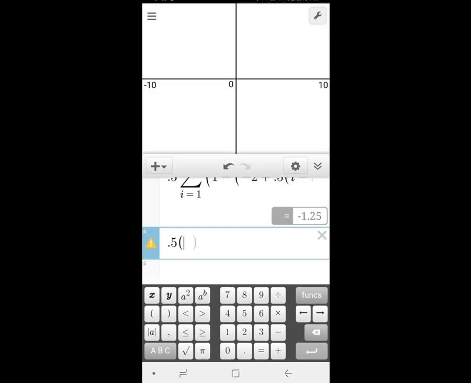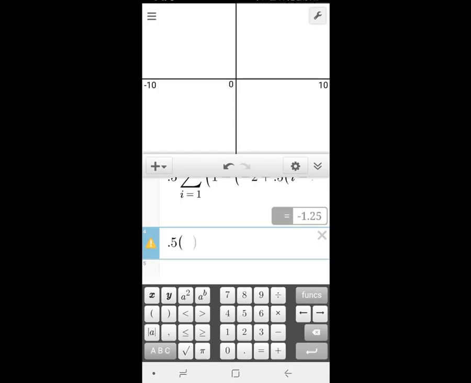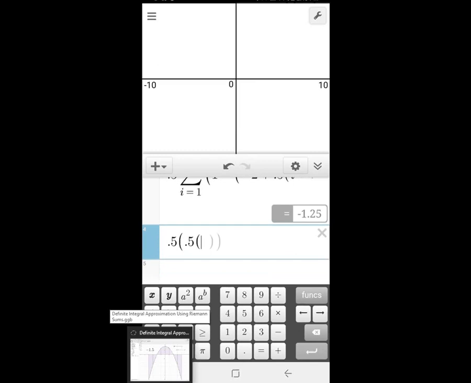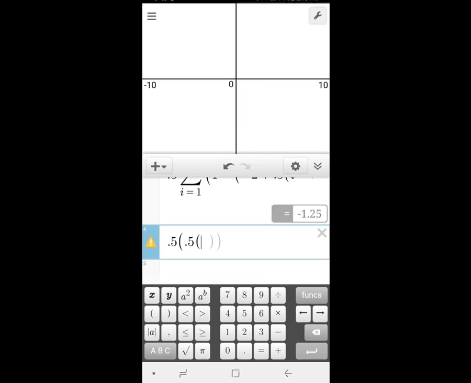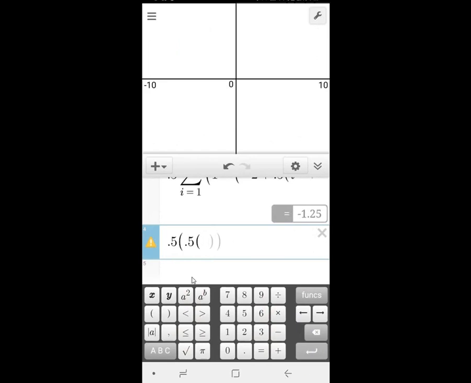All right, so let's go back. Then we're going to plug in a 1/2 followed by a second set of parentheses. Now 1/2, you can just plug in 0.5 again since it's 1/2. Now in the second set of parentheses for trapezoid, you're going to be adding your first and last height. In this case, we determined to be -3 plus -3. Okay, now, question is, what do we do after that?